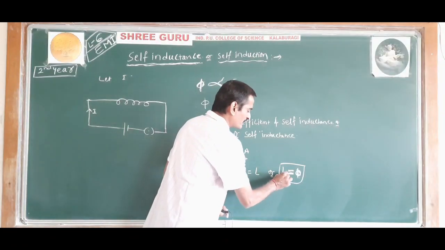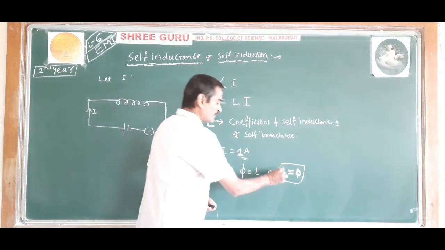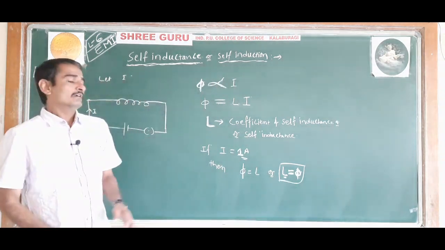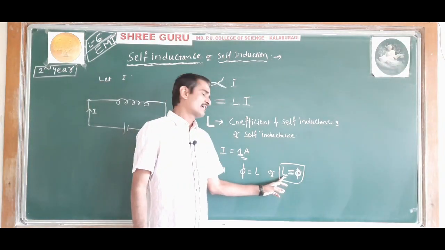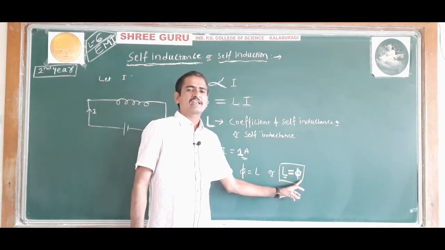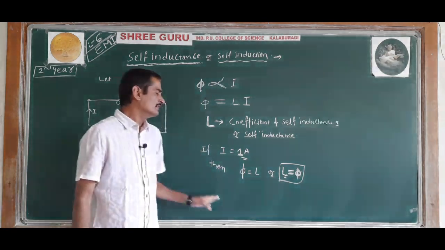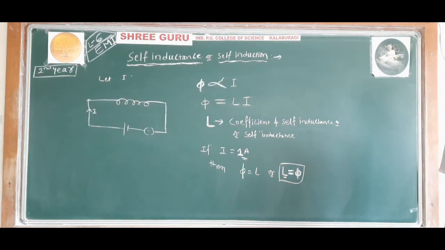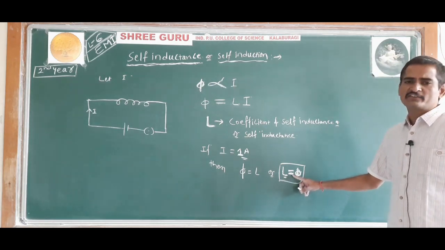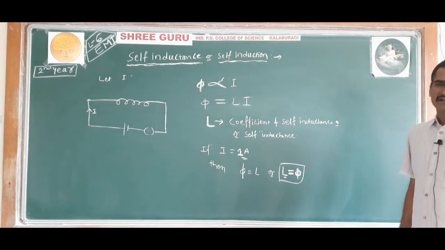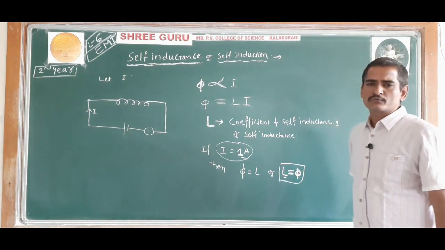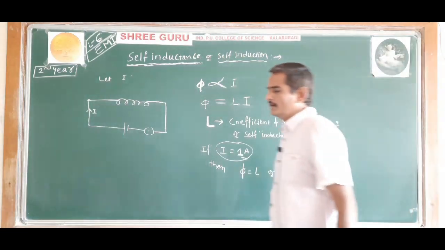The coefficient of self-inductance of a coil is numerically equal to the magnetic flux linked with the coil when unit current flows through it. Understood? Or self-inductance of a coil is numerically equal to the magnetic flux linked with the coil when 1 ampere of current flows through the coil. Understood? So this is another definition.